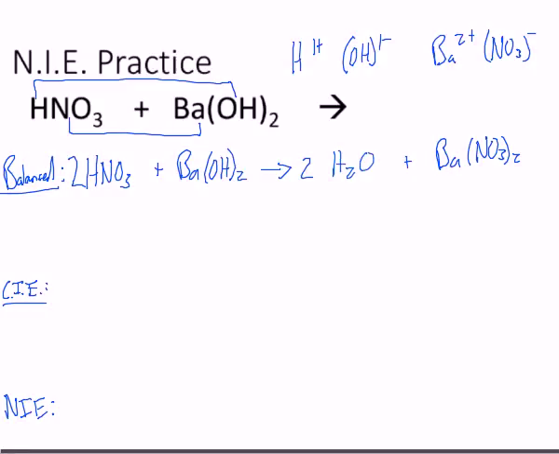Now, states of matter. What's my state of matter for HNO3? Aqueous. All nitrates are always aqueous. Barium hydroxide is aqueous. Skip over water for right now. Barium nitrate is aqueous. What is H2O going to be? Why liquid, folks?